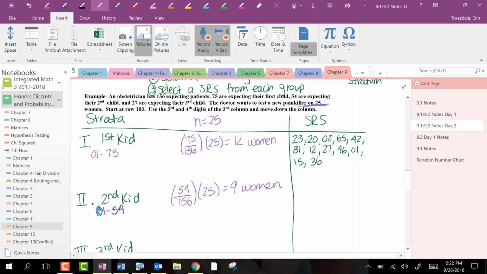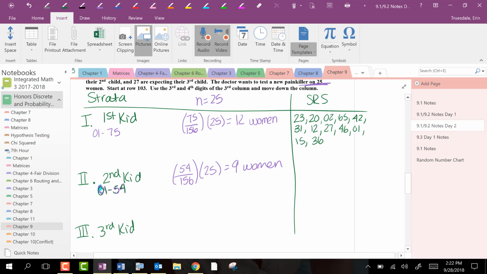We left off on 36, so I'm going to keep going from there. Is 54 a number in this group? 54, so that last person makes it in. 29, 61, no. 53, 96, no. 45, yeah. 16, 48, 95, no. 51, 7, 55, no. 2. That's 9, right? Yeah. So I stopped because I only wanted 9 people in that one. Make sense? Why don't you guys do the third kid one then?